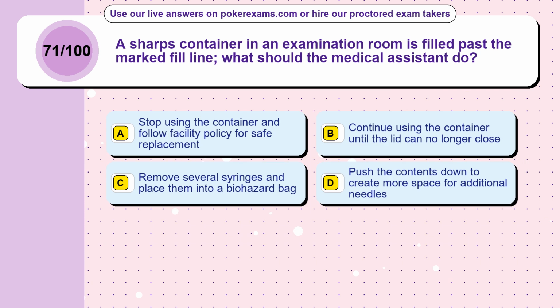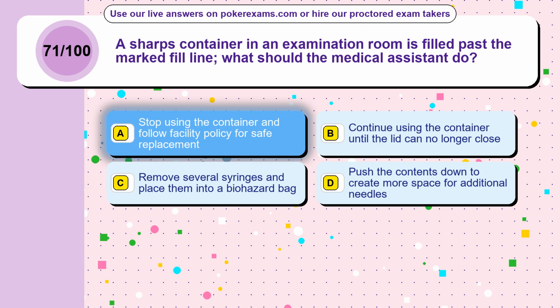Question 71. A sharps container in an examination room is filled past the marked fill line. What should the medical assistant do? Option A. Stop using the container and follow facility policy for safe replacement. Option B. Continue using the container until the lid can no longer close. Option C. Remove several syringes and place them into a biohazard bag. Option D. Push the contents down to create more space for additional needles.